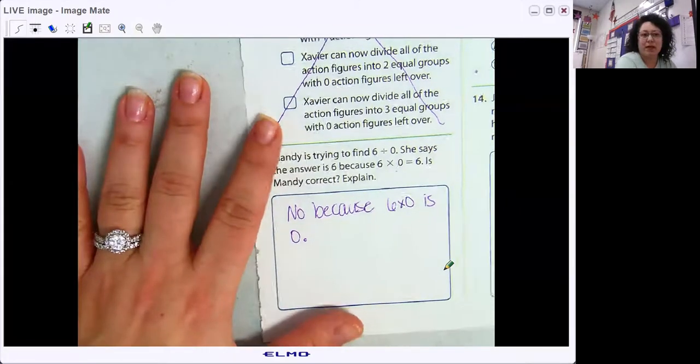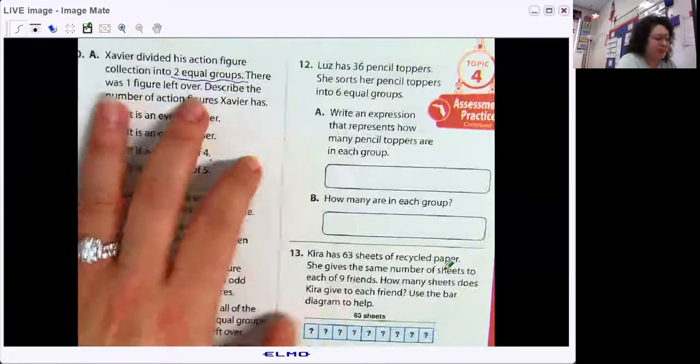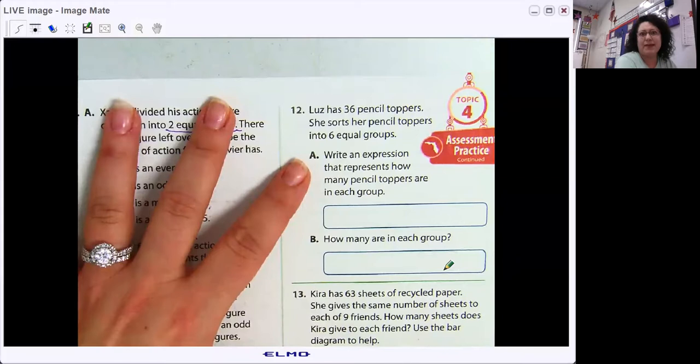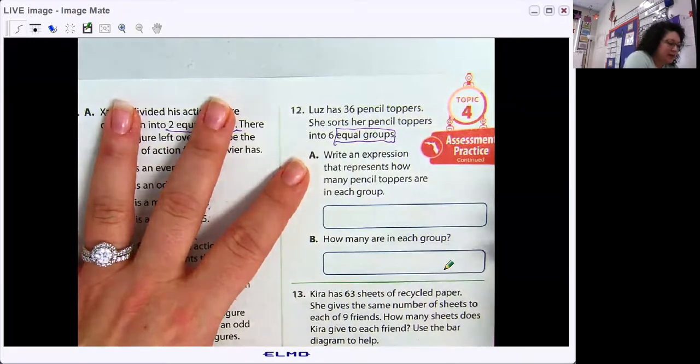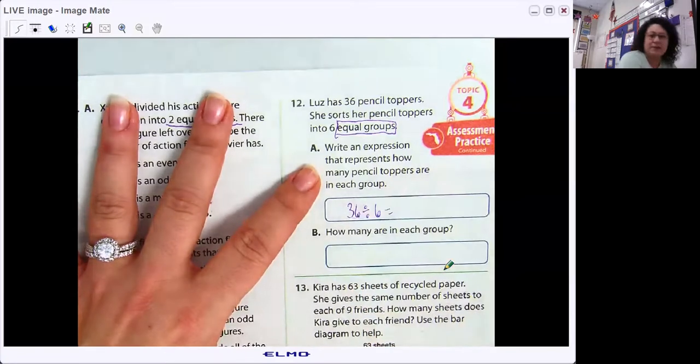I think that one should have been pretty easy. Number 12. Luz has 36 pencil toppers. That's a lot. She sorts her pencil toppers into 6 equal groups. All right, that's our clue there, equal groups. So I know I've got 36 and I'm dividing them into 6.